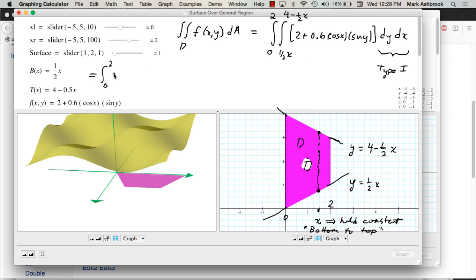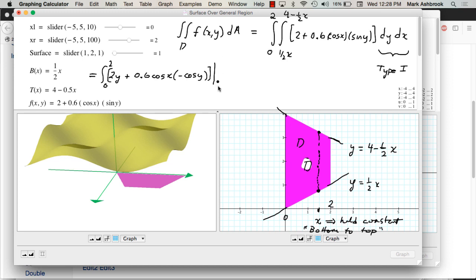What will we have? 2y plus 0.6 cosine x negative cosine y. Are we done? Is there more, I mean, to that antiderivative? No, we're good, right? That's the whole antiderivative.